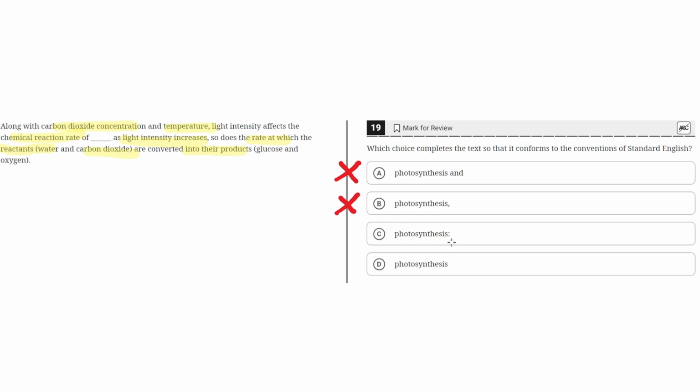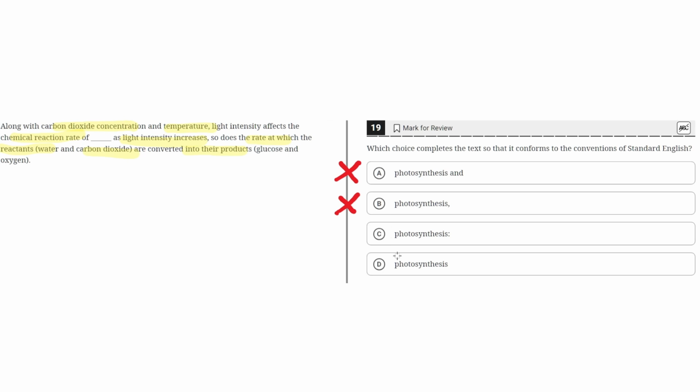C, "photosynthesis, colon." This seems to be the correct answer, because a colon can properly separate the two independent clauses. The first part of this sentence is an independent clause, and for a colon to be viable, the part of the sentence before the colon must be an independent clause. In this case, that is true. Furthermore, the colon works effectively here to show the elaboration, where it says that light intensity affects the chemical reaction rate of photosynthesis, and the part after the colon highlights how this is possible, which is that as light intensity increases, so does the rate at which the reactants are converted into their products. So overall, C seems to be the correct answer.